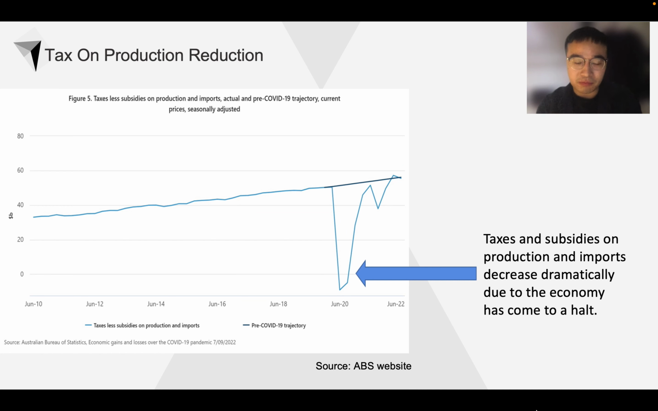Secondly, taxes on production fell early in the pandemic, reflected in GST, wages and gambling taxes. Due to business restrictions and lost employment and working hours during the lockdown, taxes have recovered as the economy reopens, supported by strong domestic demand in the labor market.